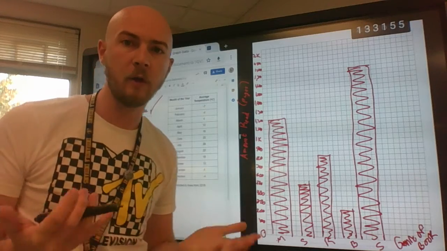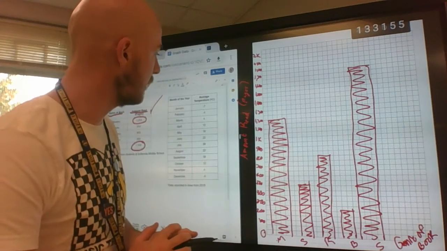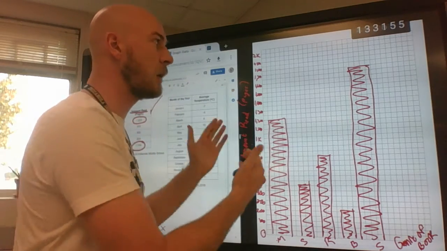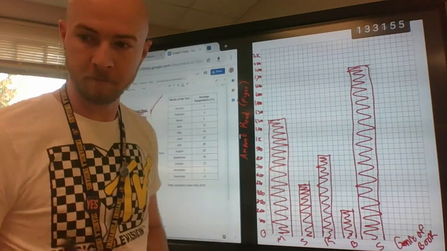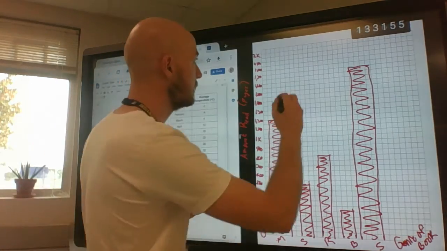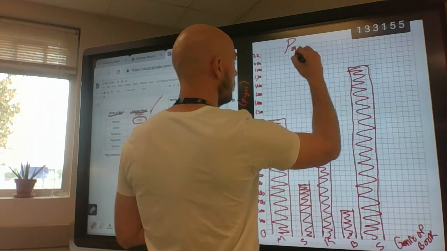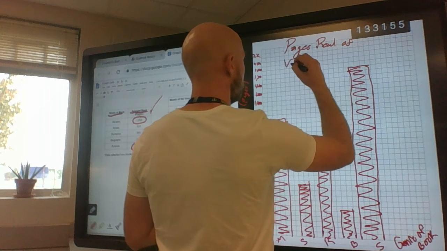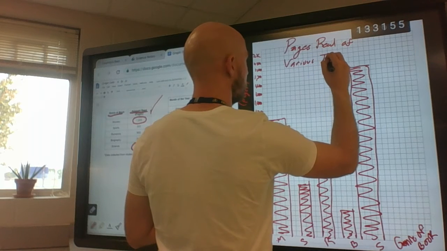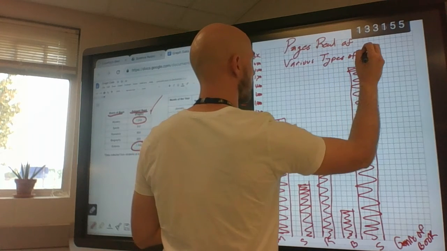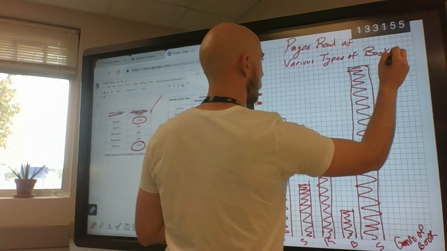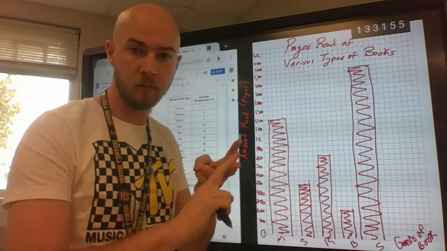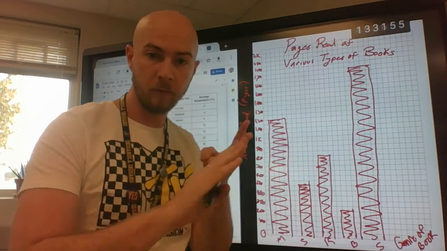Now, to figure out what kind of title you want to make, you need to think about, well, what does my graph show? Well, I've got amount of pages read and genres of books. So a good title that tells me what this graph is about is I might title this pages read of various types of books. So I'm going to write that at the very top. Pages read of various types of books. All right, so I've got my title, I've got my scale, I have my units labeled.